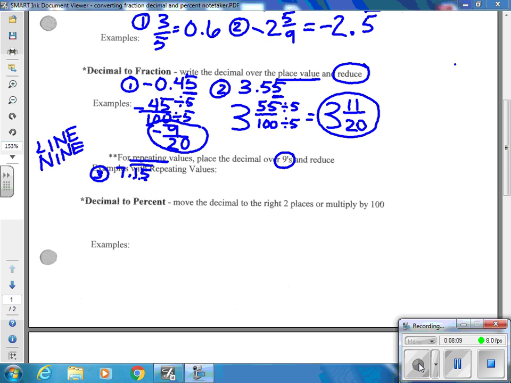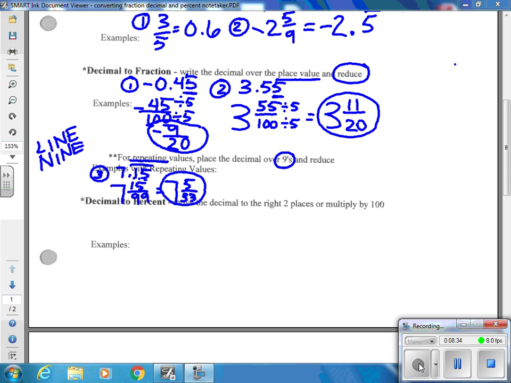Okay, let's see if the board works better for us now. So a big 7, and then 15 goes over 99, and then you want to reduce. Always check to see if you can divide by a 3 or a 6. Typically a 3 will work. So if I divide 15 and 99 by 3, I end up with 7 as the big number, and then 15 divided by 3 is 5. 99 divided by 3 is 33. 5 over 33 can't go any lower. This is my final fraction.